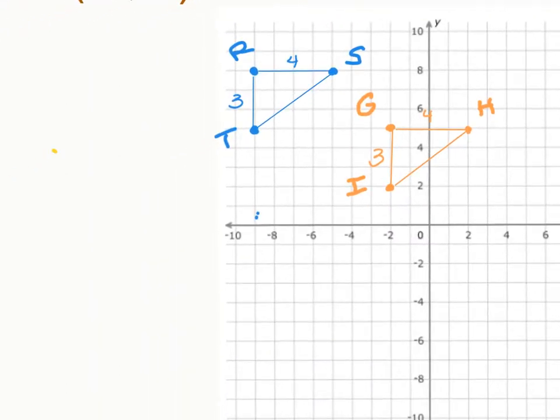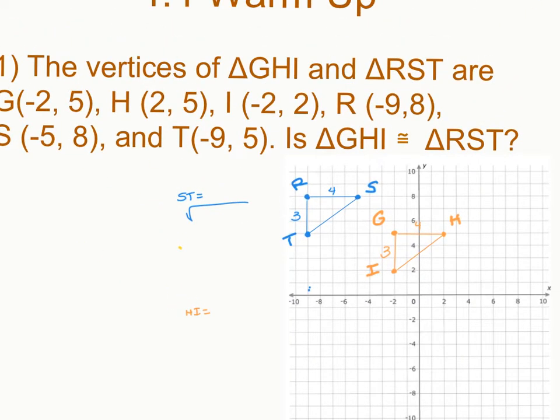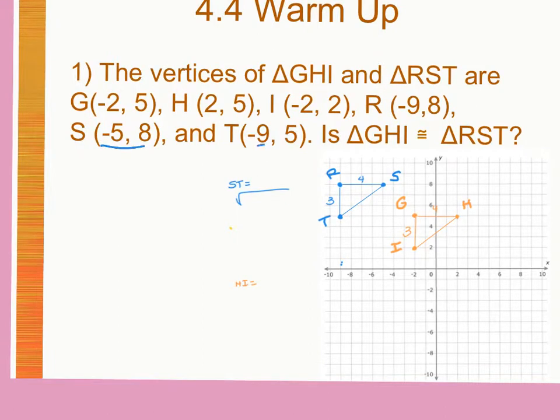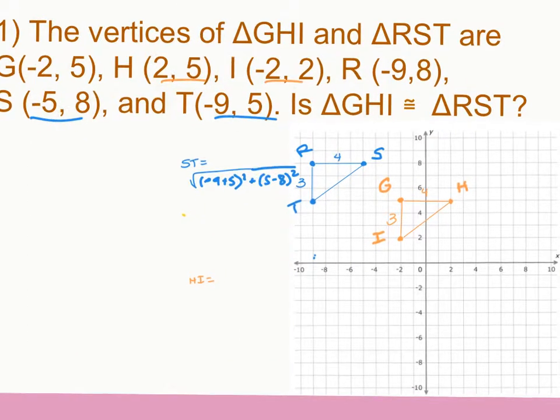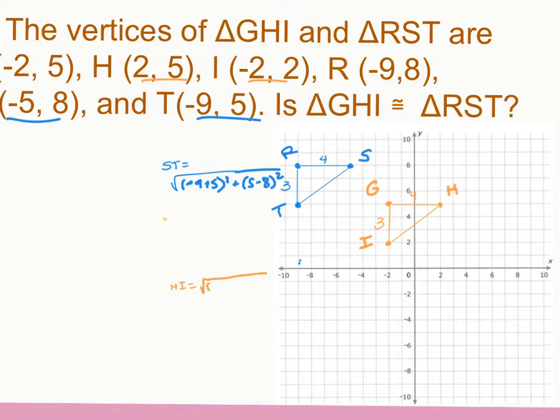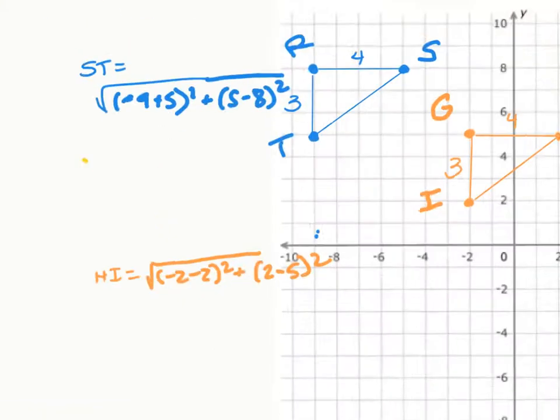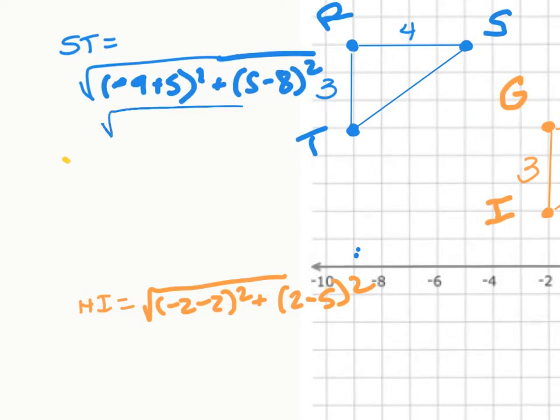But then I've got this ST, which I've got to use the distance formula to find. And then I'm going to find the distance formula for HI and make sure that they match. So ST, I'm using those 2 points, which is the square root of -9 minus -5 squared plus 5 minus 8 squared. And then HI, I'm going to use those 2 points, which would be the square root of -2 minus 2 squared plus 2 minus 5 squared. I get the square root of -4.